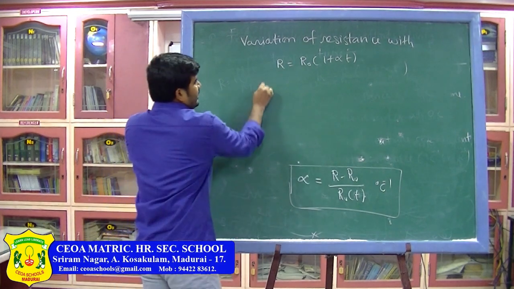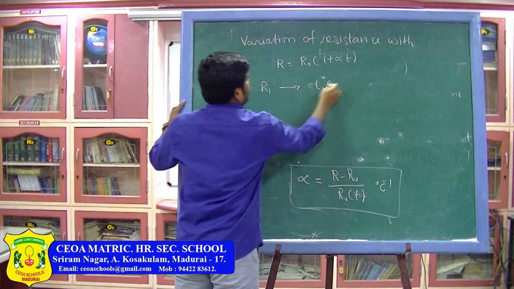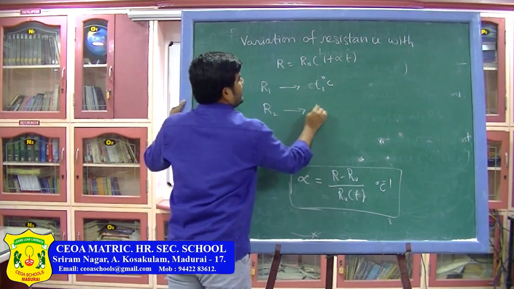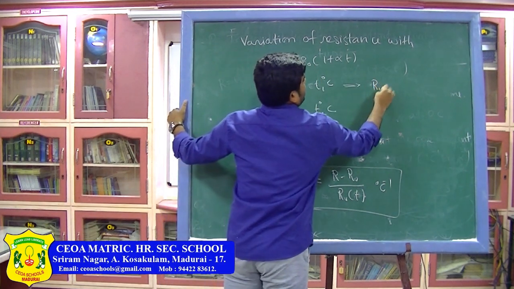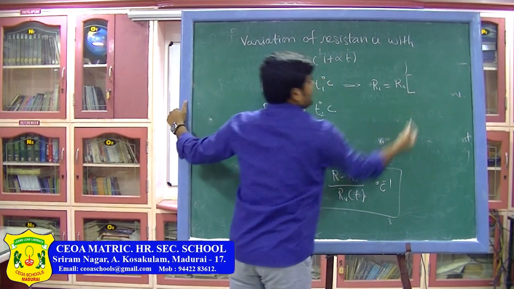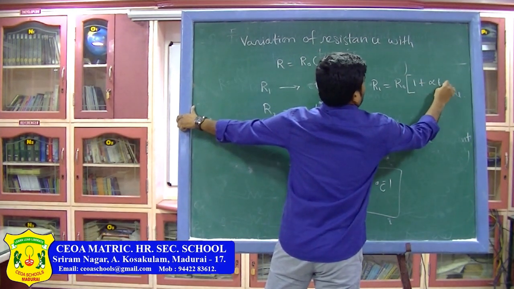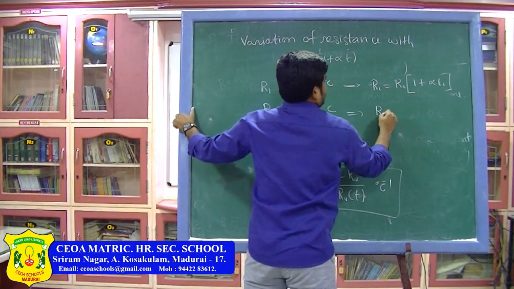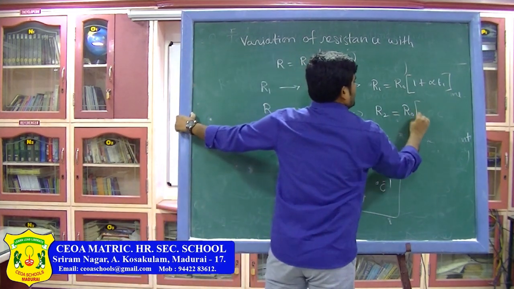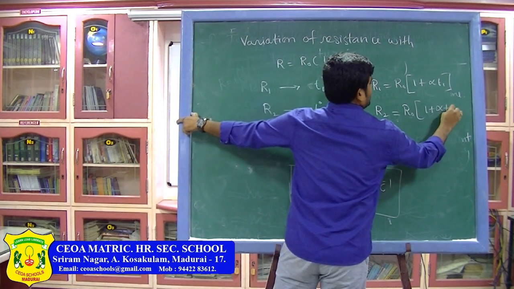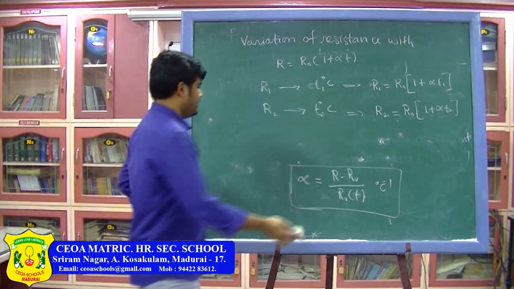Now if resistance of material is R1 ohm at a temperature T1 degree Celsius and it is R2 ohm at a temperature T2 degree Celsius, then for this you write one equation for R1, that is equals to R naught into 1 plus alpha T1, because R naught is a reference value, it remains same. Similarly for second temperature, resistance R2 is equal to R naught into 1 plus alpha T2. Now dividing these equations, let us get another expression for the alpha.